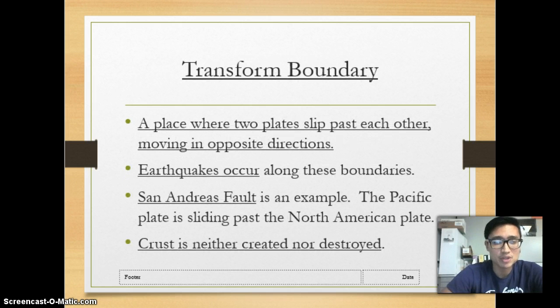Then with those Snickers bars, we did 3 different types of boundaries. We did a transform boundary, in which 2 plates slip past each other and they're moving in opposite directions. And again, guys, if you need any moment to pause this video so that you can copy these into your notes, feel free to do so, okay? So in this transform boundary, they're moving in opposite directions. This is where earthquakes tend to occur, okay?